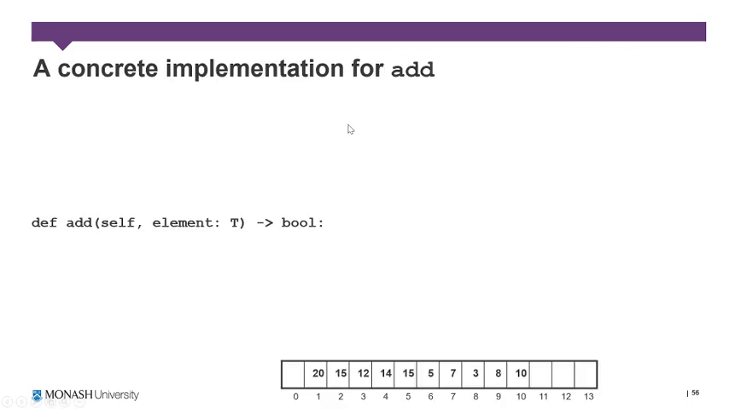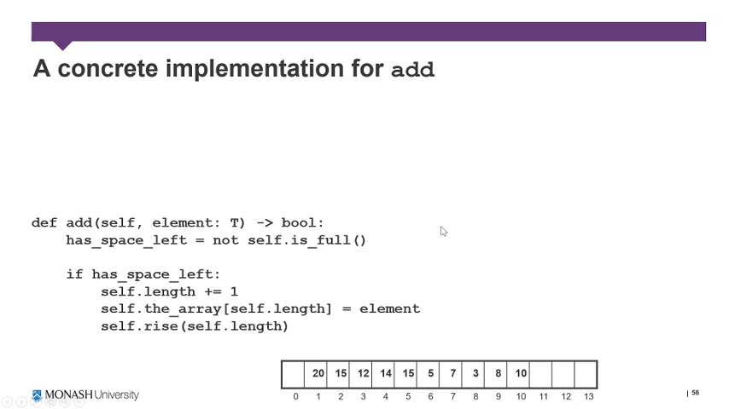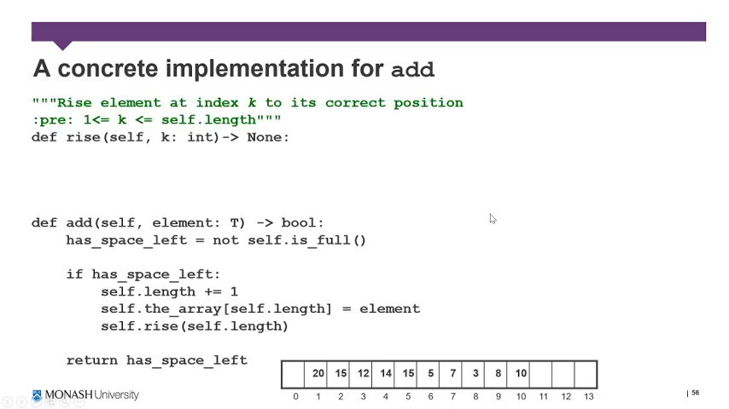So let's look at a concrete implementation for add. If we have space left, so it's not full, then we're going to add 1 to the length to signify that we're adding a new element. We're then going to add the new element, and that's as easy as making sure that at the length we add the new element. It's sort of like the append operation on a list. But then we're going to rise, and we're going to pass it the current element that we're rising from. And then we return if there's any space left, because if it's become full, then obviously we can't add any more elements.